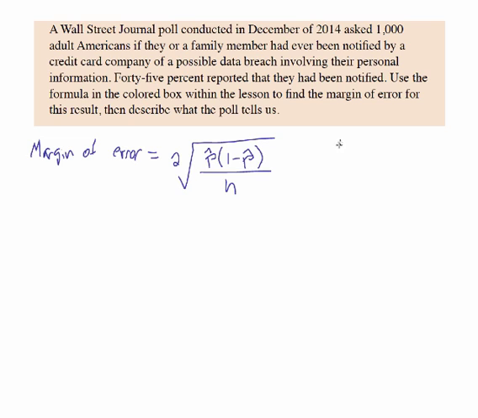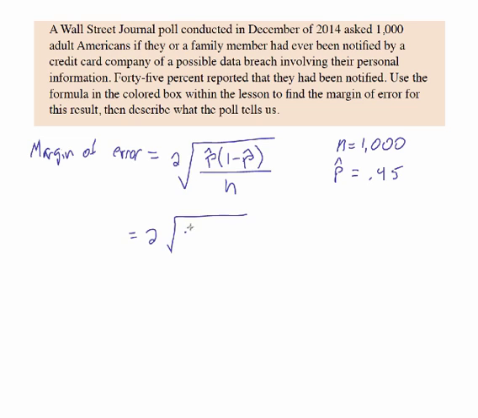Now, in this situation, we're told that 1,000 people were polled, so n is 1,000, and we're told that 45% of them said they had been notified of a data breach. So p hat is 0.45, and now it's just a direct application of the formula.